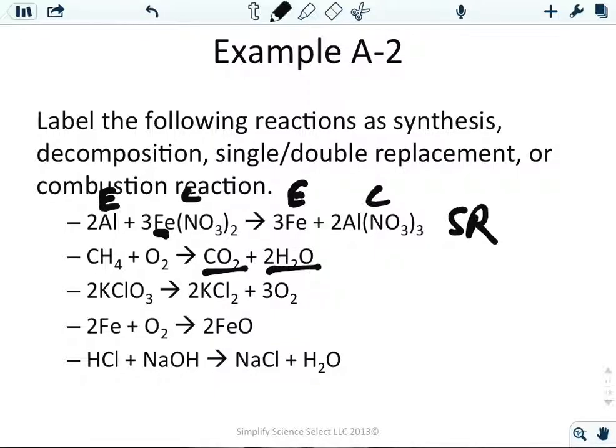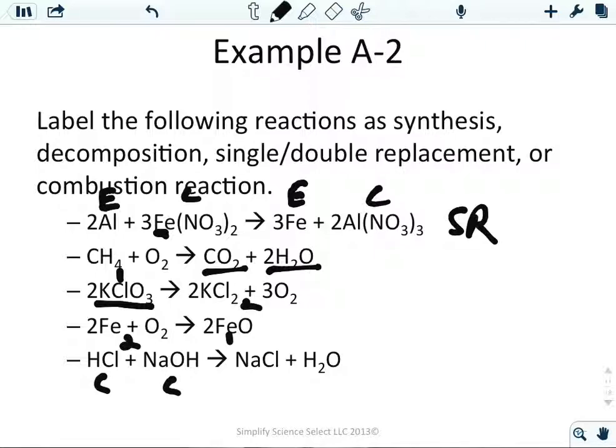The next one, we have potassium chlorate, and it breaks up. It goes from one thing to now we have two things. If we go from one thing to two things, that's a decomposition reaction. Here we have an element and an element that produces a compound. So two things become one thing. That's a synthesis reaction.